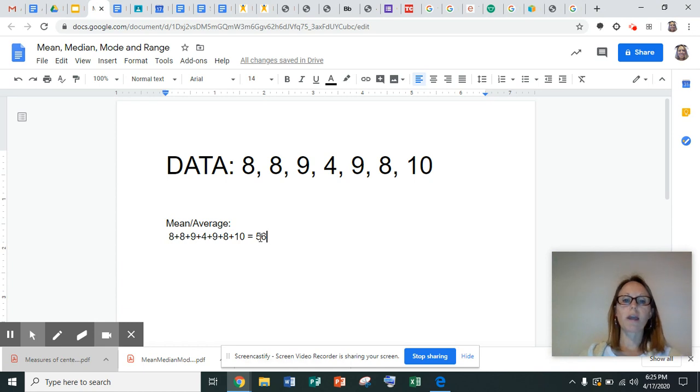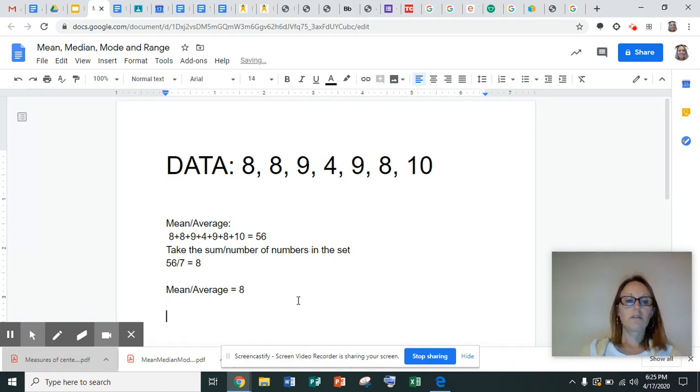And then once you find the sum, you take the sum and you divide it by the number of numbers in the set. So we would take 56 and divide it by, we have 1, 2, 3, 4, 5, 6, 7 numbers in that set. So we take 56 divided by 7, which equals 8. So the mean or average of this set of data is 8.